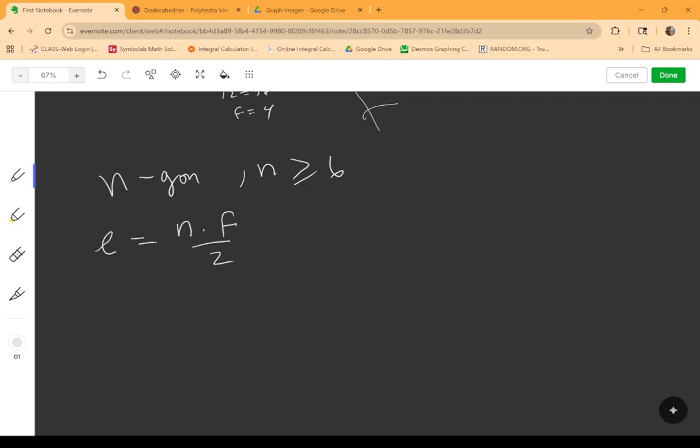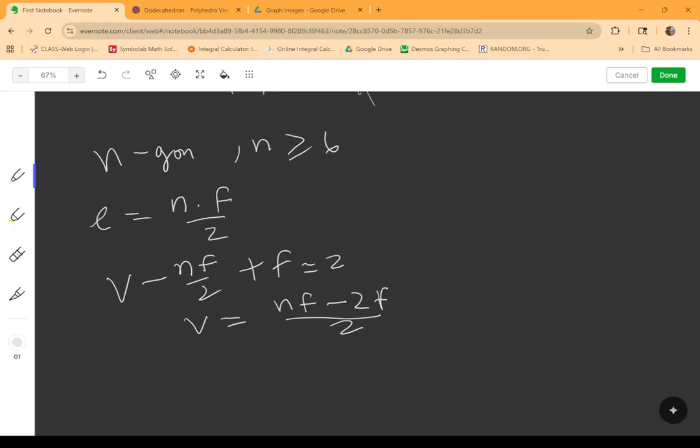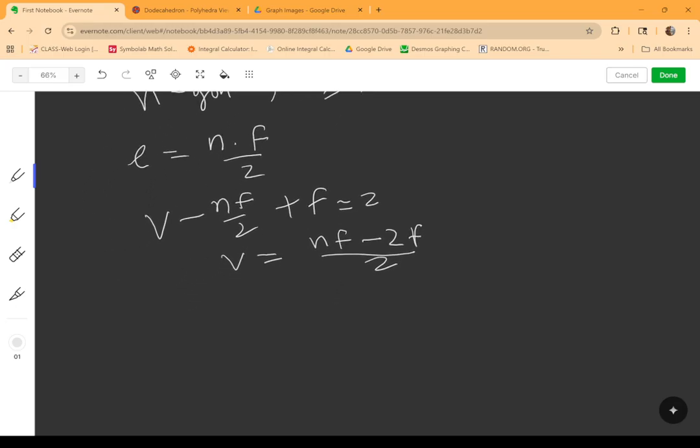So Euler's formula tells me v minus nf over 2 plus f is equal to 2. And then solving for v, you get v equals (nf minus 2f) over 2. And as before, each vertex has to have the same degree, which we'll call k.